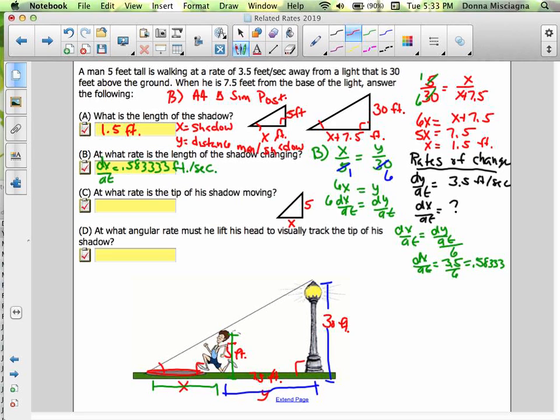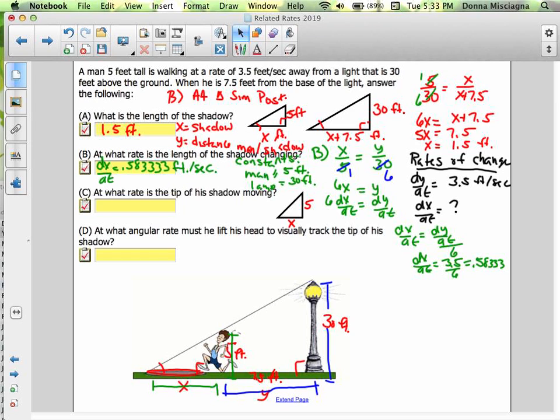We have a couple things that aren't changing, the constants. So these are the variables. The constants: the man is 5 feet and the lamp is 30 feet. So we should make sure we know that. If we want to use the man's height, we can just use 5.